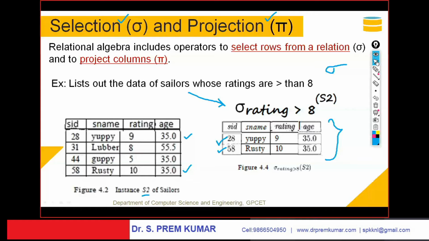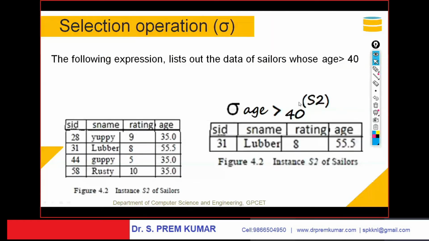Let us go ahead with the next slide. You observe here, just for practice, suppose this is S2. From S2 I am saying select age greater than 40 from S2. Age greater than 40. Here you are having many rows, and greater than 40 from S2 means from S2.